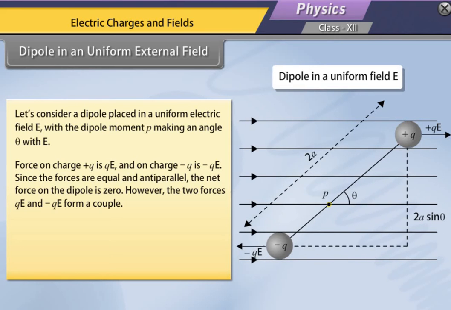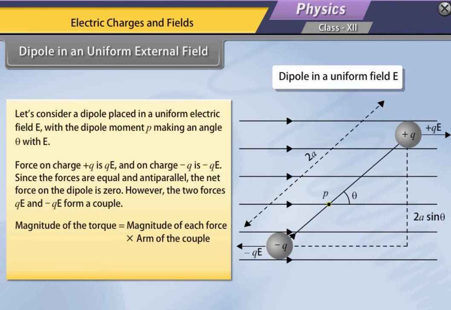However, the two forces qE and minus qE form a couple. Magnitude of the torque is equal to the magnitude of each force times the arm of the couple. This equation can be written as tau is equal to the cross product of P and E.